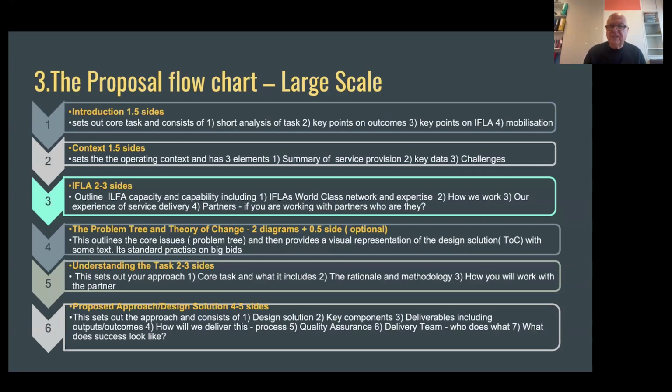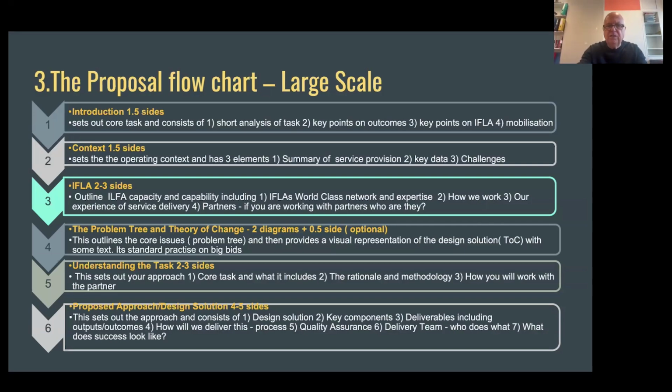You normally then have a context setting for one-to-one slides, a summary of what you're planning to do, a summary of the key data and the key challenges. There's normally a bit then about the background of IFLA, the background of you as a region or as a country, about your network and expertise, how you work, the type of partners you're working with. All of this is taking people on a journey.